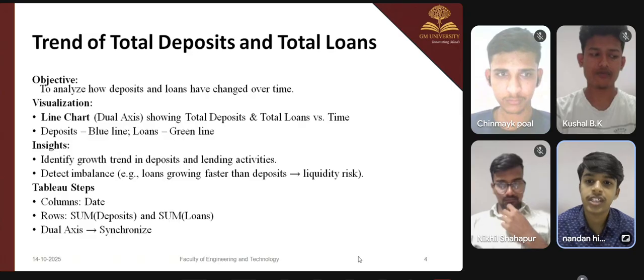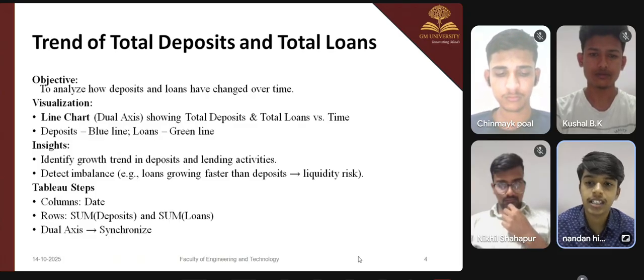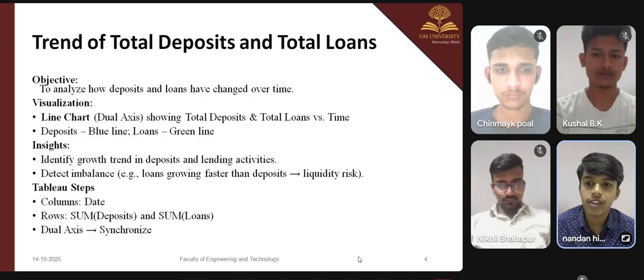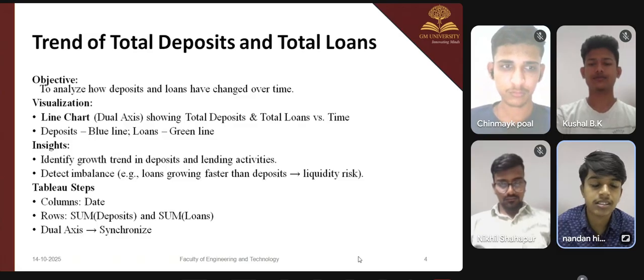We also detect imbalance, where loans grow faster than deposits. For the Tableau setup, we used the Tableau application to represent the graphs. In Tableau, we use the date as columns, and the rows have the sum of deposits and the sum of loans with a dual axis, and by synchronizing we get the graph. In the next slide, we have the second problem statement.